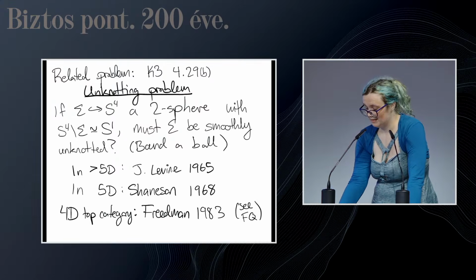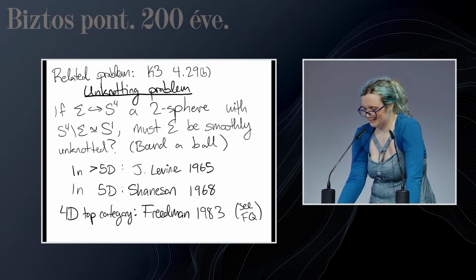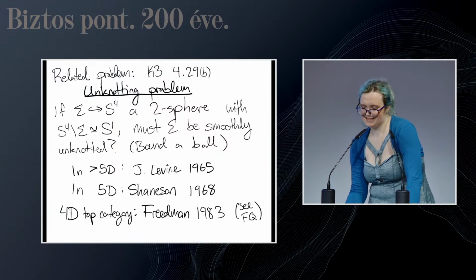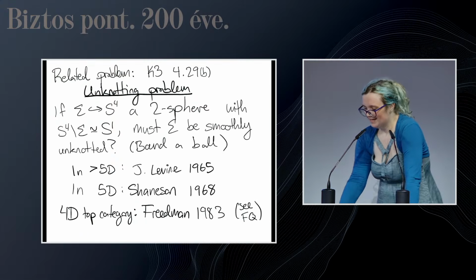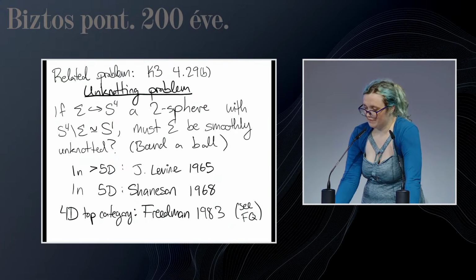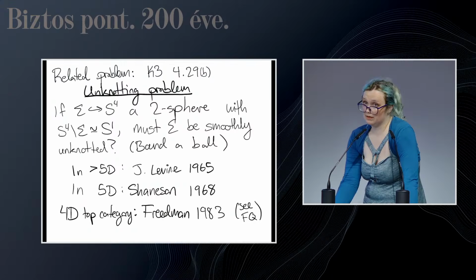Freedman, I put FQ because everybody cites Freedman-Quinn. I think it's 1983. He proved that every locally flat two-sphere with a complement homotopy equivalent to S1 is unknotted, so it bounds a locally flat 3-ball. So we mostly understand the answer to this question, except specifically in dimension 4 in the smooth category. And there are 2 fundamental problems here.